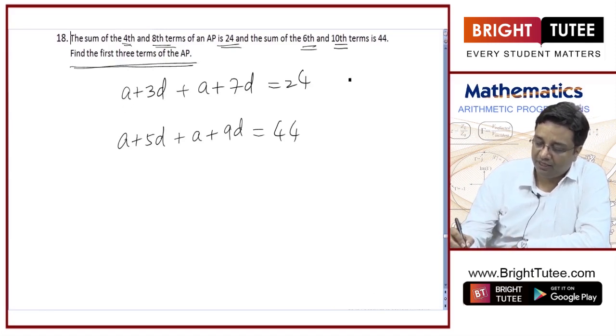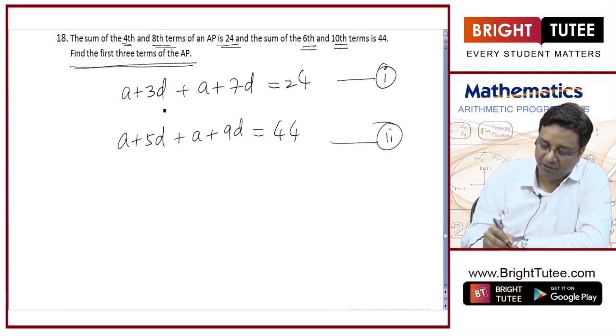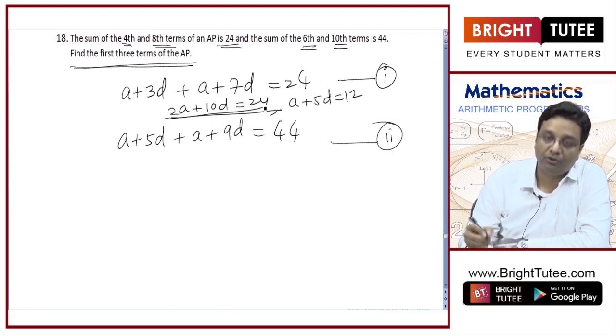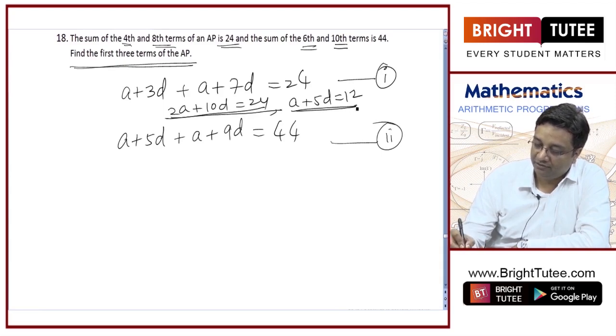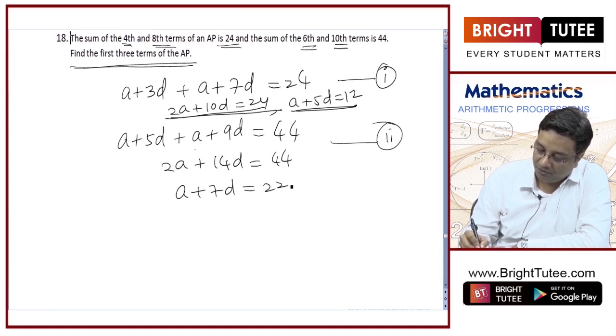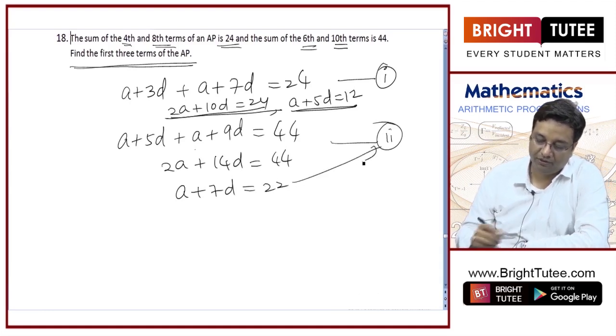So we are given 2 equations. This is equation 1, this is equation 2. We can simplify it as 2A plus 10D equal to 24. Right? It can be further simplified as A plus 5D equal to 12 by dividing it by 2 on both sides. So this is our first equation. What is our second equation? 2A plus 14D equal to 44, which can be simplified as A plus 7D equal to 22. So this is my second equation.